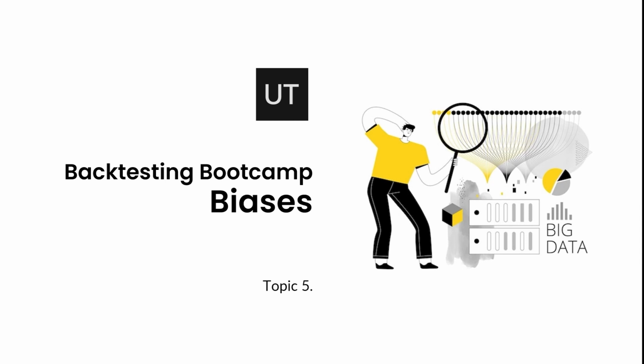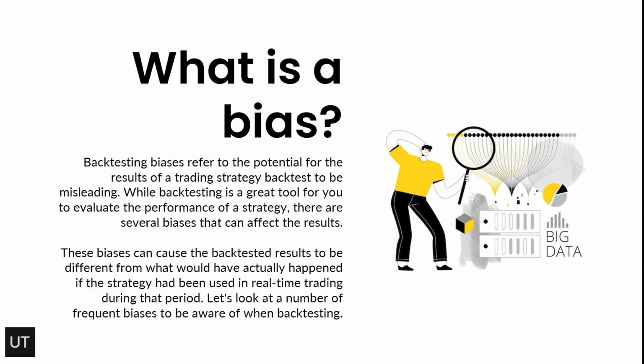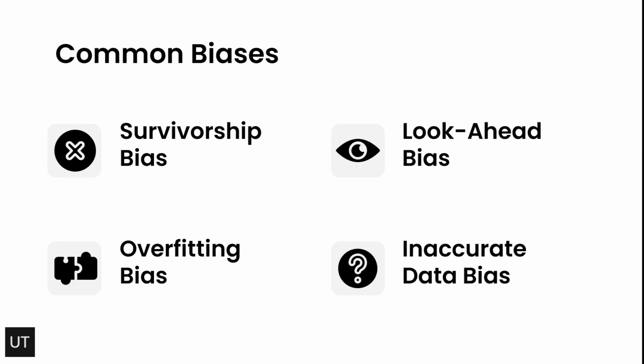Backtesting Bootcamp, Topic 5, Biases. What is a bias? Backtesting biases refer to the potential for the results of a trading strategy backtest to be misleading. While backtesting is a great tool for you to evaluate the performance of a strategy, there are several biases that can affect the results. These biases can cause the backtested results to be different from what would have actually happened if the strategy had been used in real-time trading during that period. Let's look at a number of frequent biases to be aware of when backtesting.